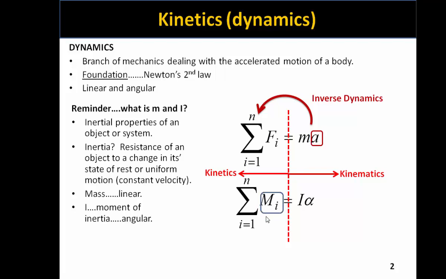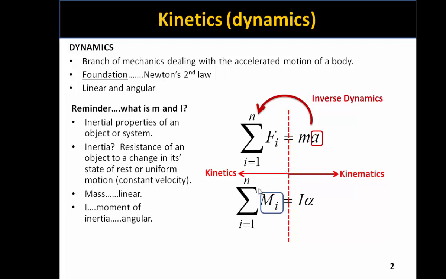If we somehow had information on the forces or the moments of force, so inverse dynamics is applied in the linear case, it's also applied in the angular case as well. That's one more important point to make here. So inverse dynamics is the process of estimating forces from kinematic information, from kinematic data.